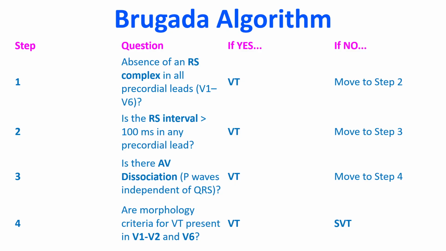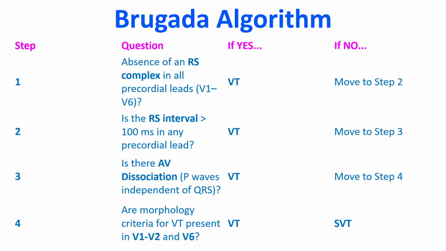Is the RS interval more than 100 milliseconds in any precordial lead? If yes, VT. If no, move to step 3. Is there AV dissociation, P waves independent of QRS? If yes, VT. If no, move to step 4.